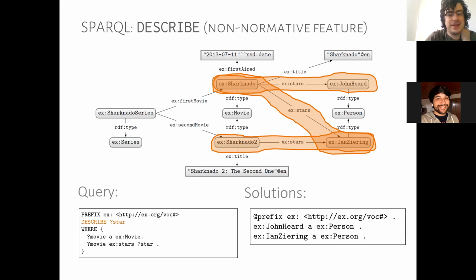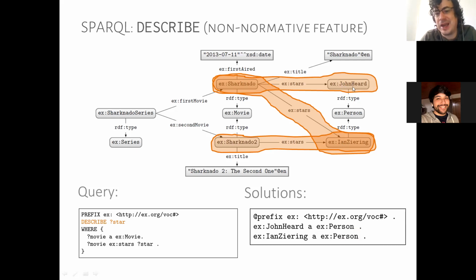So the describe basically says, describe the elements here, right? So it also returns, like construct, an RDF graph. And what describe returns, it says, give me RDF data about every result here. So essentially we take the union of the descriptions for every result. So the stars here again are Sharknado, are John Hurt and Zering. And what we're going to do is return for each of them an RDF graph that describes that result.